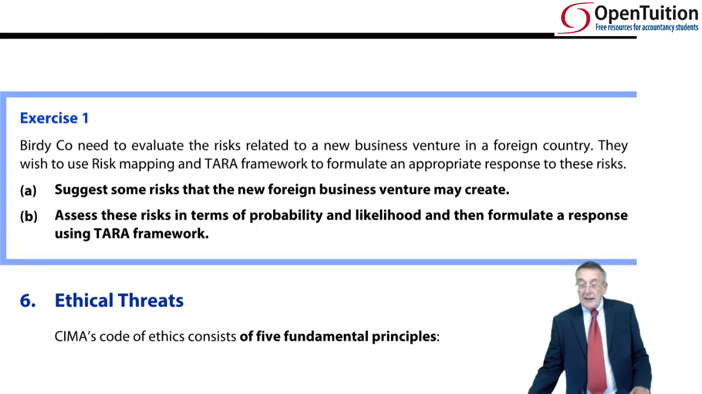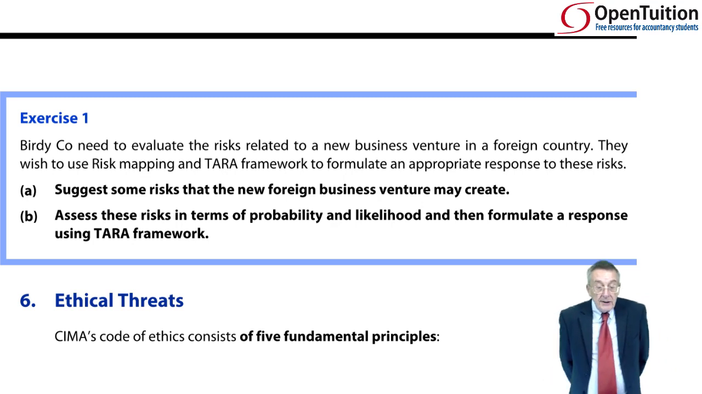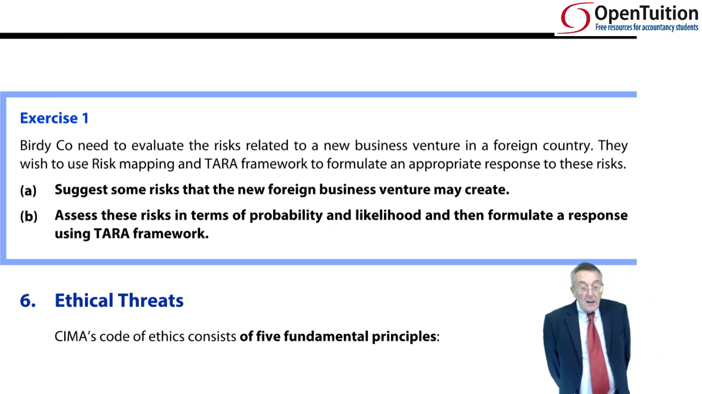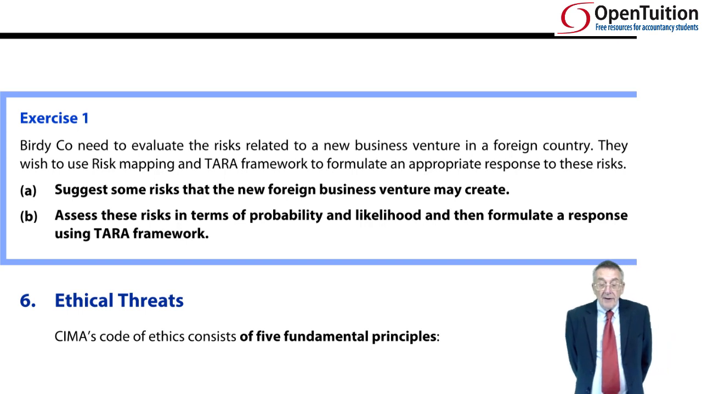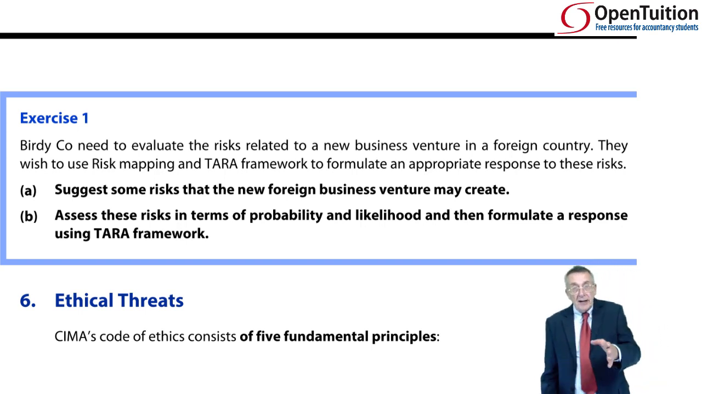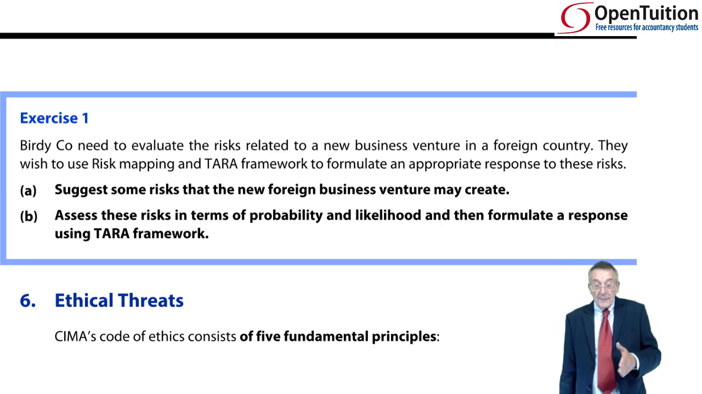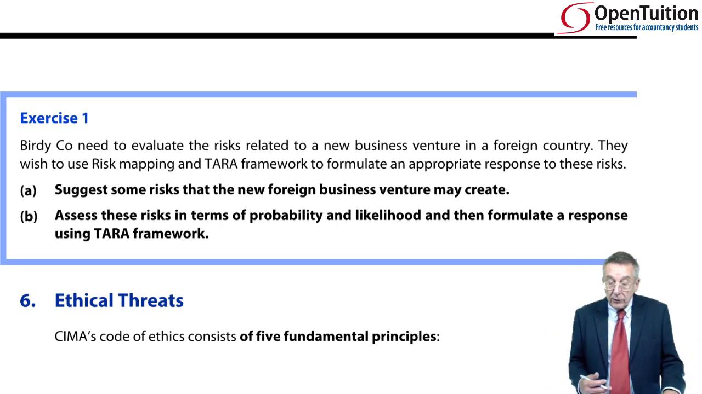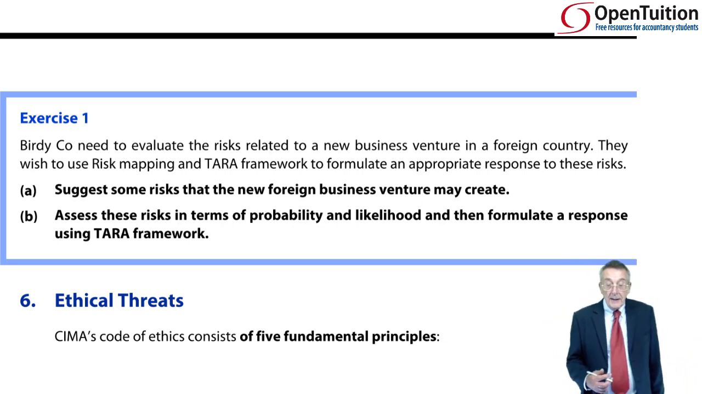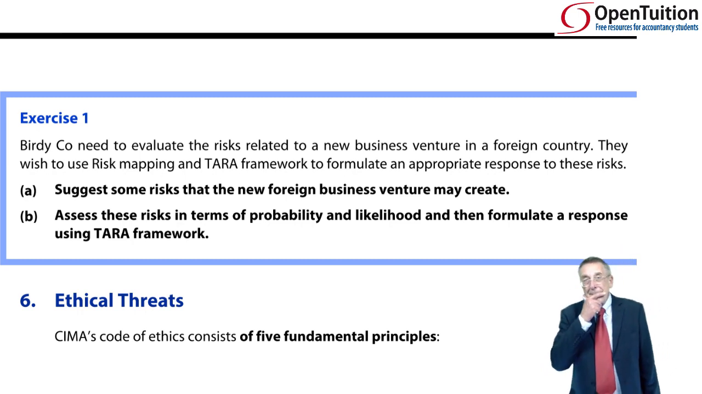To try and explain a little bit better what I mean by reduce and avoid, just look at exercise 1. Birdie needs to evaluate the risks relating to a new business venture in a foreign country. So it's a new venture, it's a foreign country. They're wishing to use risk mapping and the TARA framework to formulate an appropriate response to these risks. And the question says, suggest some risks that the new foreign business venture may create.